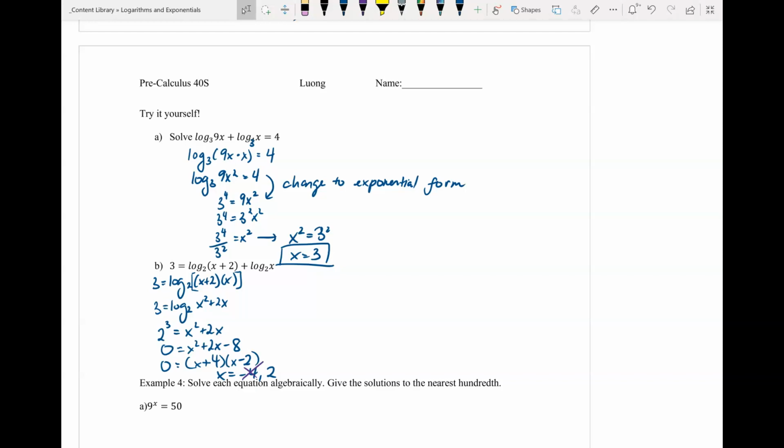Then for B, on the right-hand side, you want to combine your logarithms, simplify the inside of that logarithm, change it to exponential form, factor, and solve. And remember to discard your solution, which is x equals negative 4.